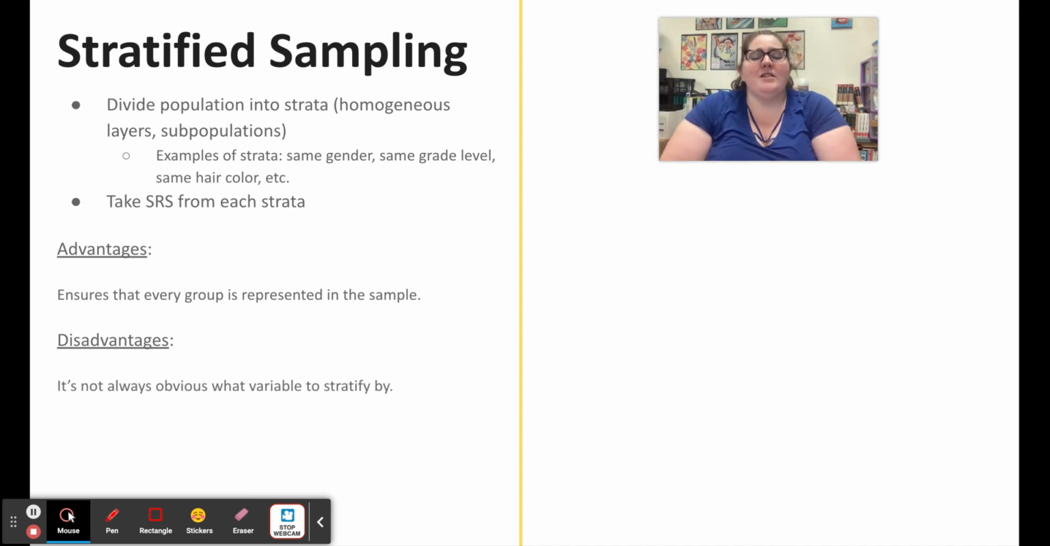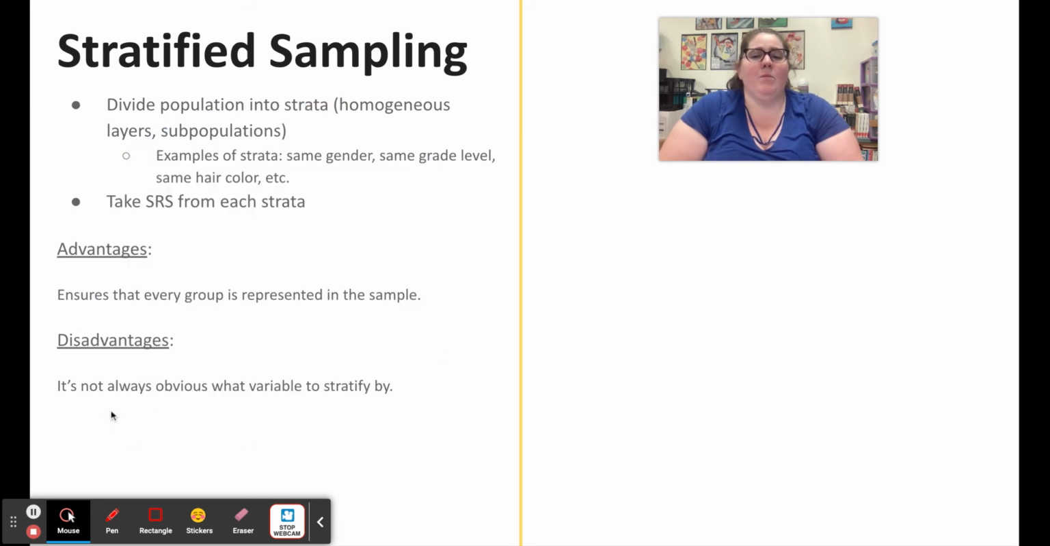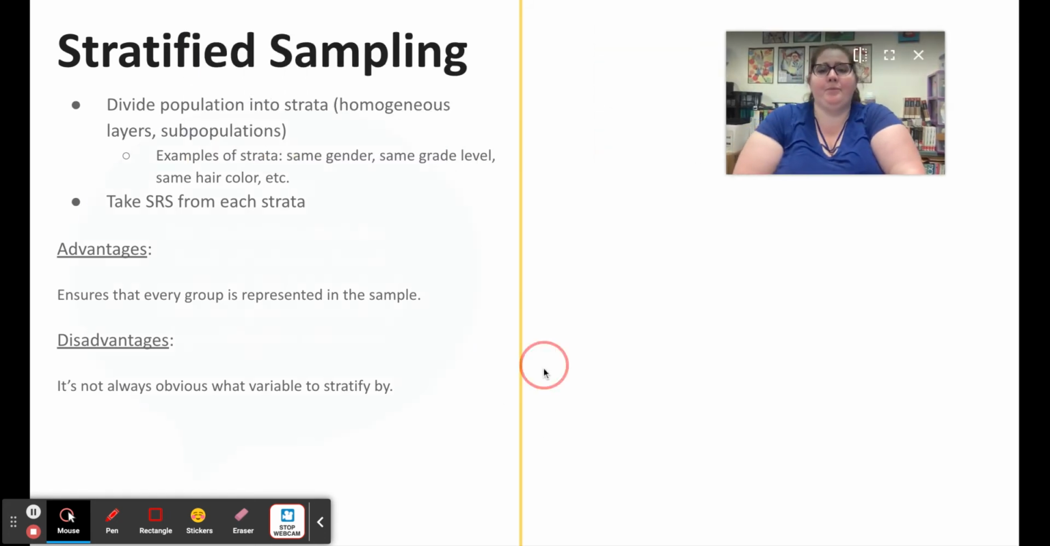Some disadvantages: there are situations where we may not have a characteristic that we can split our groups by. It may not be super obvious. It is also something that can take a lot of time. I didn't put that on here, but that's another big disadvantage, that it can take extra time, and we don't always have the extra time in our sampling to do that.